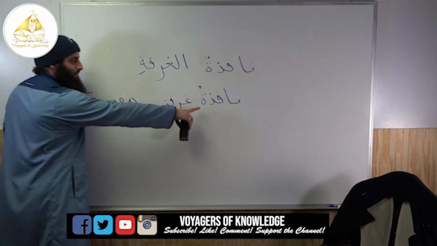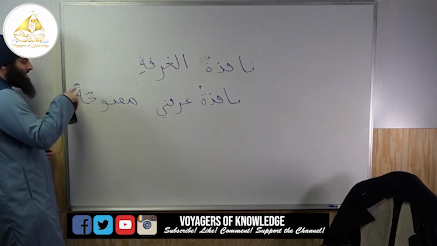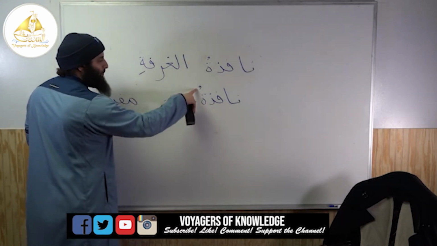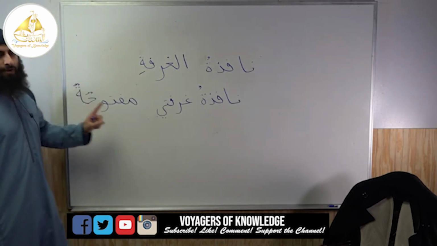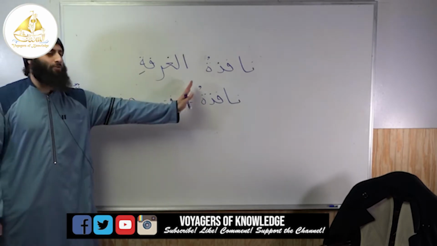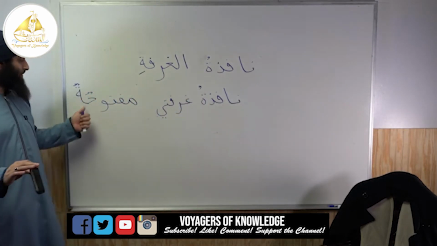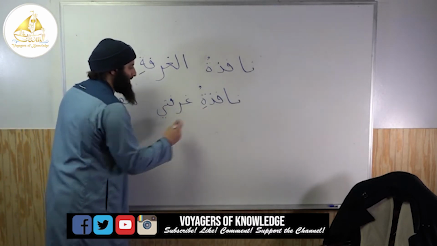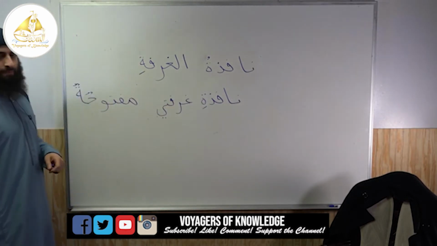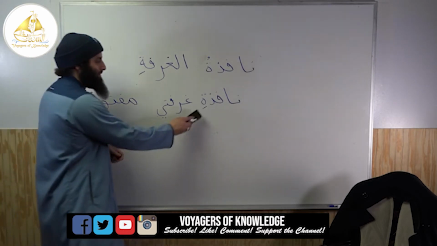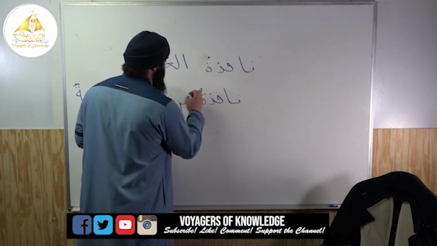And that means since this is feminine, what does this need to be? Since this is dhamma, marfu', what does this need to be? Marfu'. And the reason why there's one here and two here, this is mudaf. And when it becomes mudaf, we get rid of one. So it's still marfu'. So there's no problem. This is marfu', that's marfu'. It would be a problem if it was a kasra, right? Then this cannot remain this way. But since it's not, it's correct.